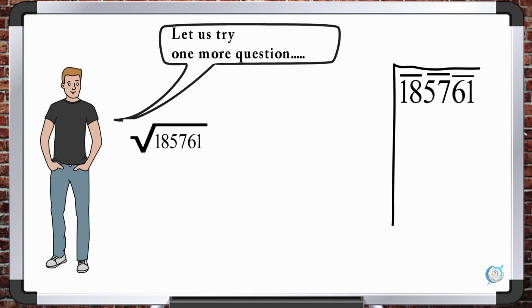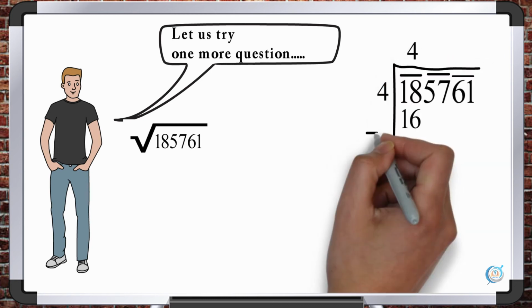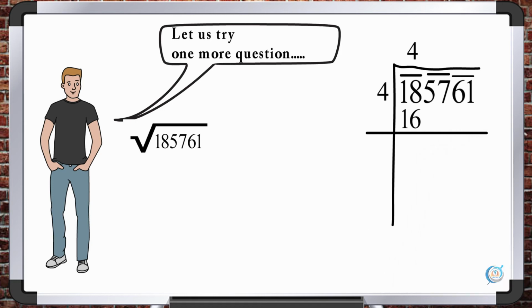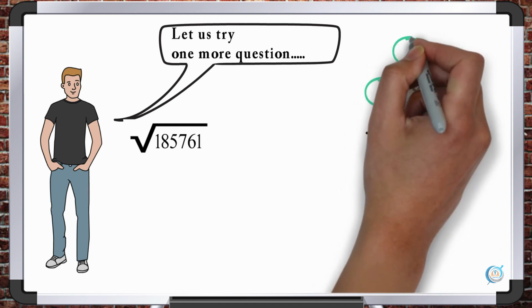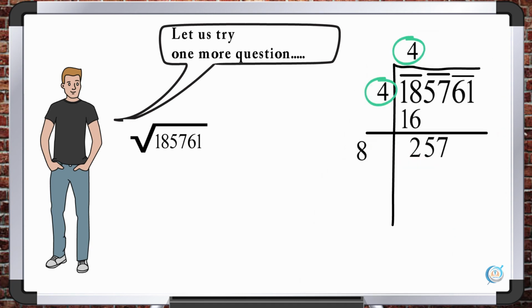Now we need to find the perfect square number just below 18. So we know that 4 into 4 is 16, which comes near to 18. So we can give 16 here, and it is 4 into 4. Now subtract 16 from 18. We get the answer as 2. Take the next two numbers down, that is 57, 257. Now add both 4s. So 4 plus 4, it will be 8. Now 8 and a number into same number, we need to get a number below 257.